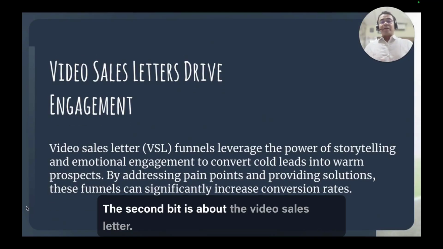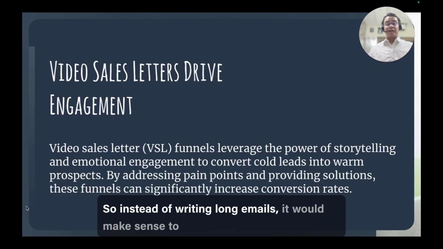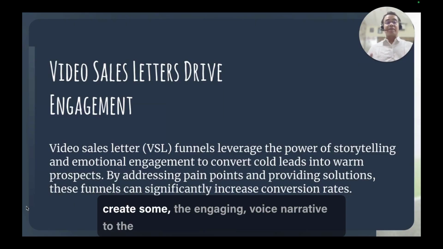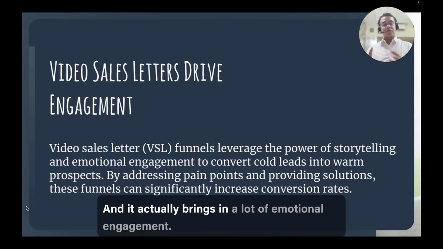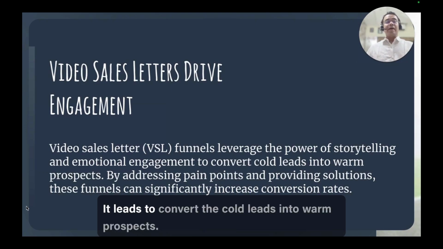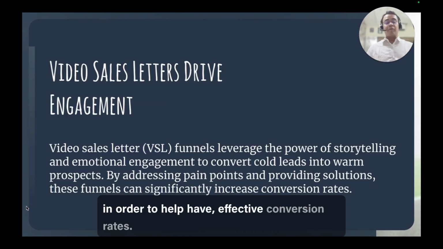The second bit is about the video sales letter. It actually drives a lot of engagement with the customers. So instead of writing long emails, it would make sense to create an engaging voice narrative for the customer through the use of powerful storytelling, and it brings in a lot of emotional engagement. It helps convert cold leads into warm prospects. It also helps in addressing the pain points and providing the solutions that customers typically look for in order to have effective conversion rates.